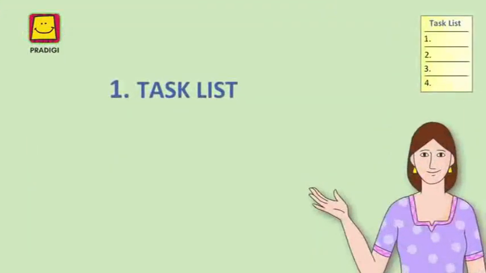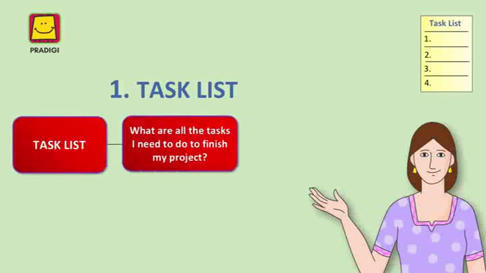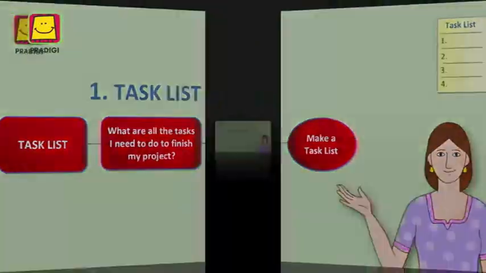The first step of the planning process is making a list of all the tasks we have to complete for the project. This list will help us answer the question, what are all the things I need to do to finish my project? For example, while building your house, your task list will include all tasks you need to complete to build your house, such as buying raw materials like cement, bricks, and laying the foundation of the house, painting it, setting up furniture, etc.